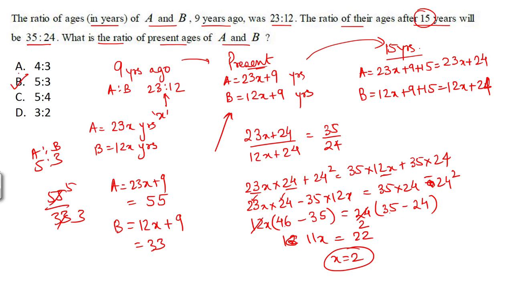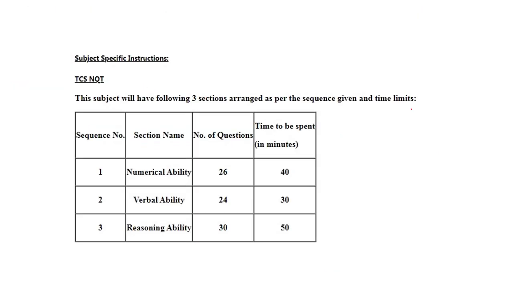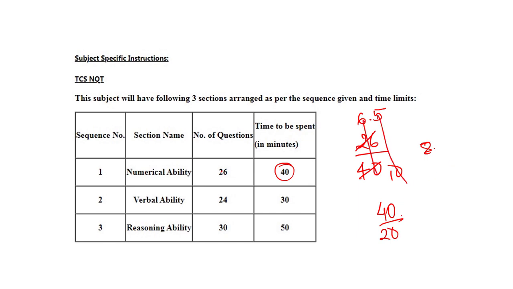Now you might think this is a really big sum, but if you take a look at the time limit, let's go to the previous slides. Over here, for numerical ability, there are 26 questions and 40 minutes. So we calculate 40/26, sorry, not 26/40. So 20/13 comes out to be 1 point something, around 1.5. Around 1 minute and 25 seconds or something like that you get per question.